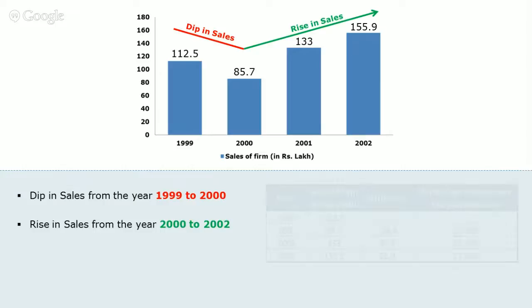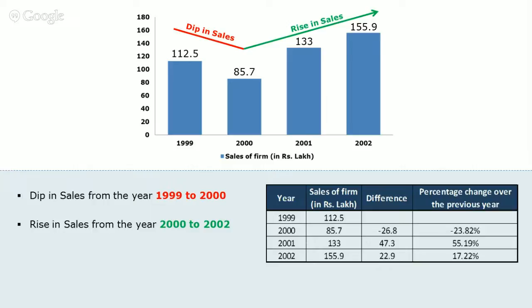Now, if we put this information in a tabular form, this is how it is going to look. The first column in the table represents the year. The second column represents the sales of the firm, so for a specific year, what was the sales generated. The third column represents the difference. The first figure which we see, minus 26.8, is the dip in sales. So sales actually dipped by 26.8 lakh rupees from 1999 to 2000.